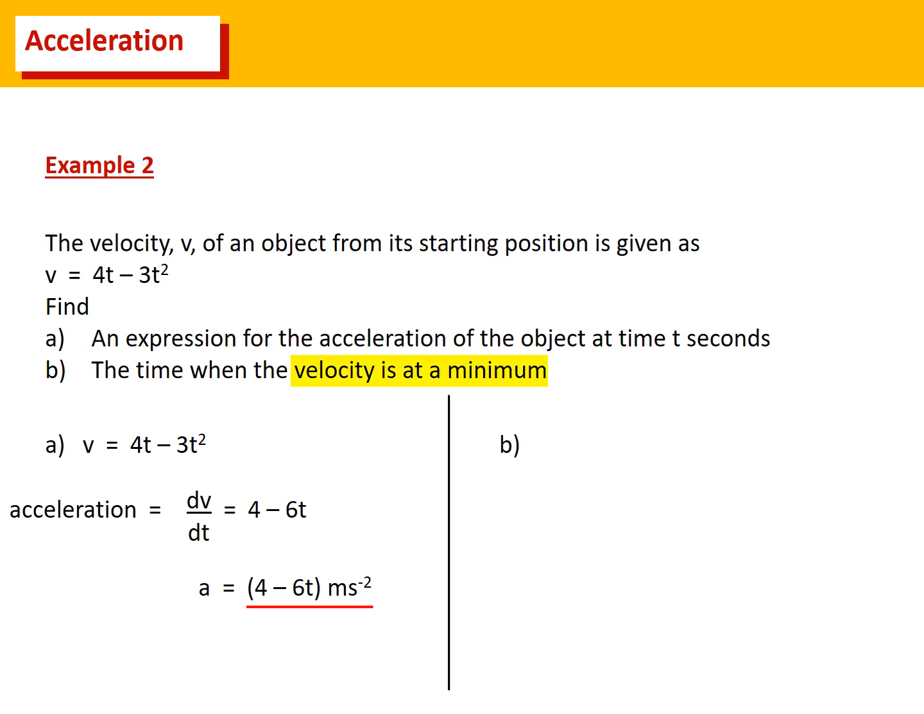And then in part B, velocity is at a minimum. Now, if we think back to our first video on differentiation, a maximum or minimum for y was obtained when dy by dx equals 0. Therefore, a maximum or minimum for velocity will be obtained when dv by dt equals 0. Therefore, we differentiate the expression, put that equal to 0, and that gives us t equals 2/3.